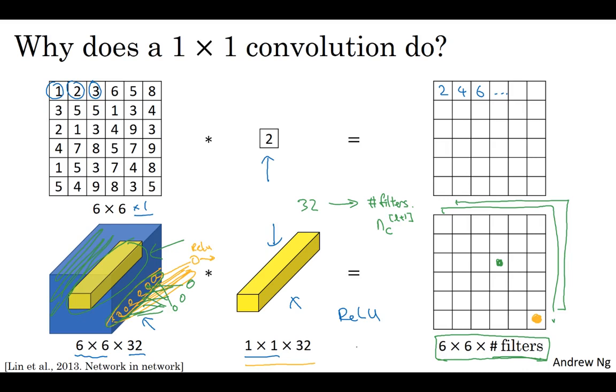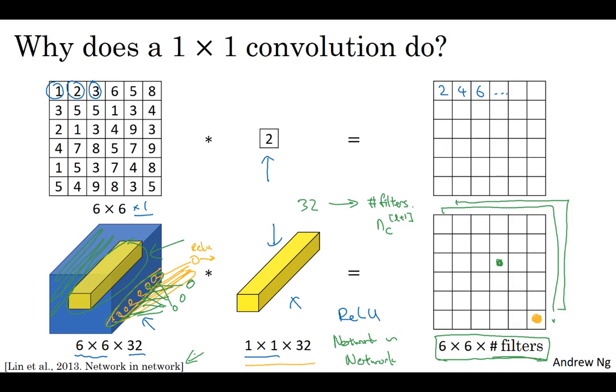And this idea is often called a 1x1 convolution, but is sometimes also called Network in Network, and is described in this paper by Min Lin, Qiang Chen, and Shuicheng Yan. Even though the details of the architecture in this paper aren't used widely, this idea of a 1x1 convolution, or the Network in Network idea, has been very influential and has influenced many other neural network architectures, including the Inception network, which we'll see in the next video.